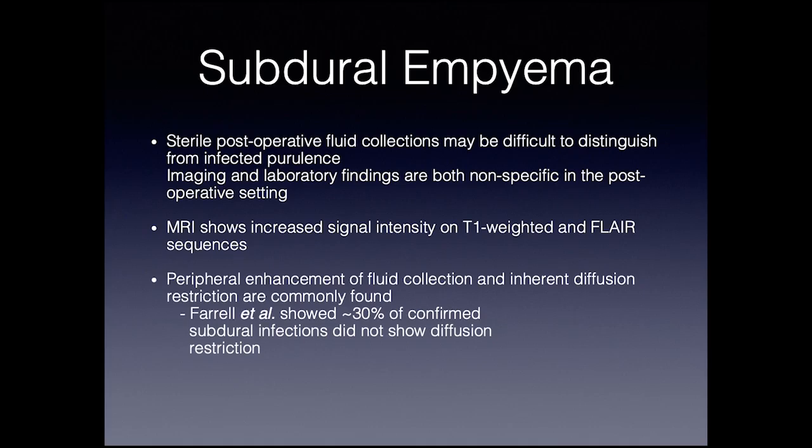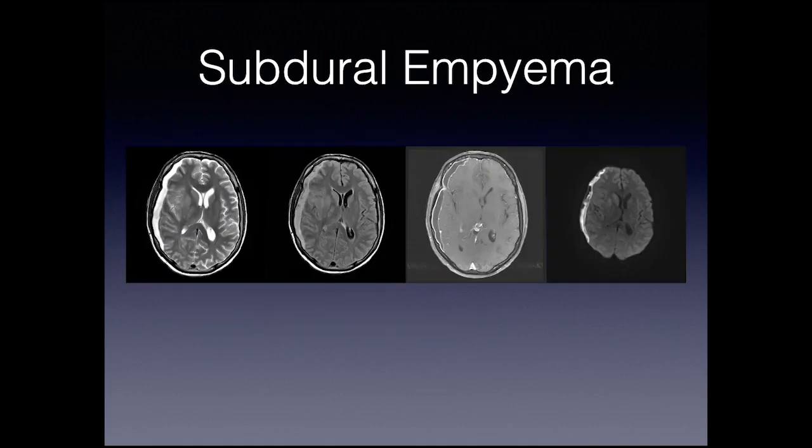This is an illustrative case of a patient who presented about a month after undergoing a right frontal craniotomy for resection of a GBM. You can see the presence of a right-sided convexity extraaxial collection with suppression on FLAIR sequence. The collection exhibits peripheral enhancement and marked diffusion restriction.